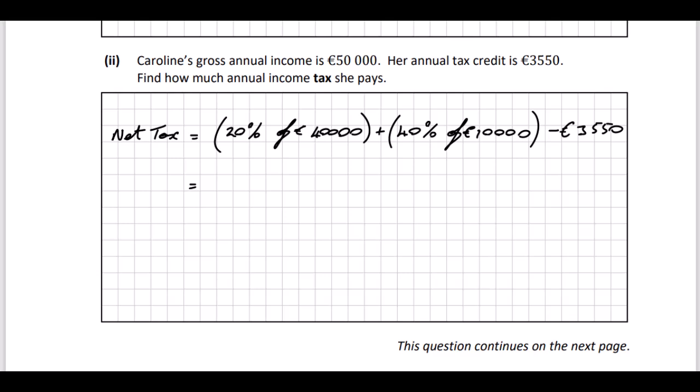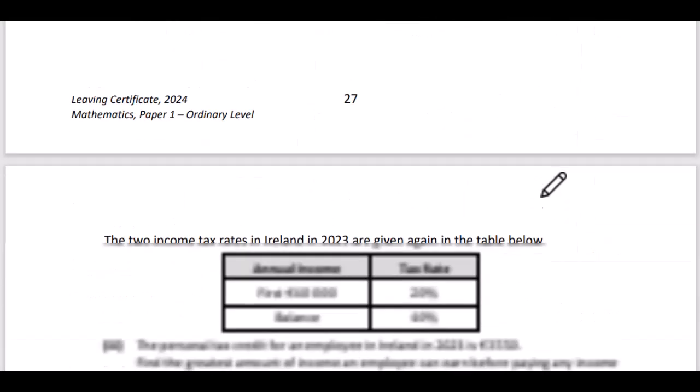So let's work all of those out. 20% or 1/5 of 40,000 is 8,000 euros. 40% of 10,000 is 4,000 euros. And then we've got to subtract 3,550 euros. So when you do that, you get 8,450 euros. So that's her net tax, and is that what they asked? Find how much annual income tax she pays. So that's it, 8,450 euros. Okay, let's have a look at the next one.